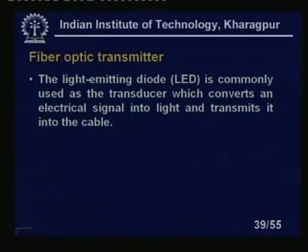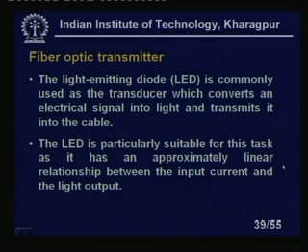So, if some way or the other that is simplified, that gives you a lot of advantage, a lot of flexibility of using the fiber optic cable, which converts an electrical signal into light and transmits it into the cable. The LED is particularly suitable for this task, and it has an approximately linear relationship between the input current and the light output. So, this linear relationship is there. We have seen that the diode has that type of advantages.